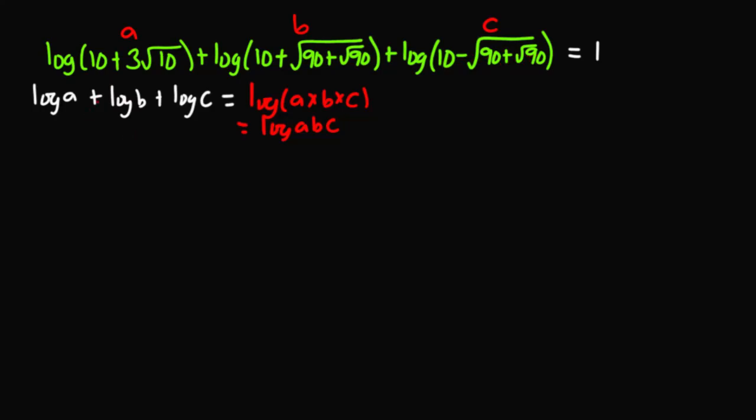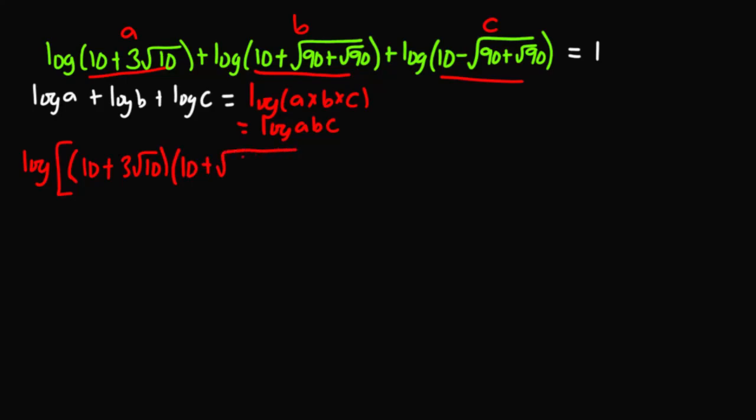So let's go ahead and apply the law. So I can say that this whole thing here is the same as log, open a parenthesis, I'm going to multiply these three. So that'll be multiplied by 10 plus 3 root 10, multiplied by 10 plus overall root of 90 plus root of 90, multiplying 10 minus overall root of 90 plus root of 90. Anyway, let me close the parenthesis.